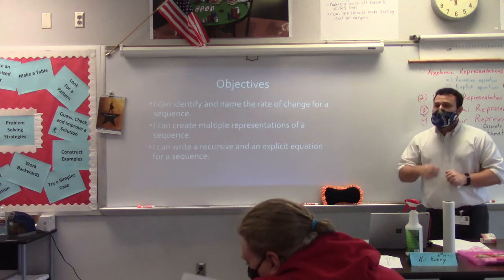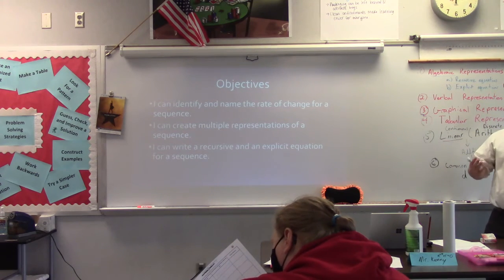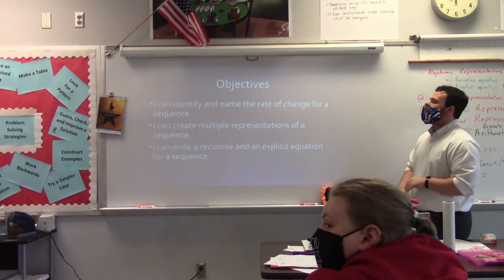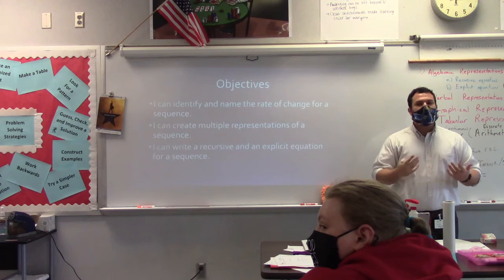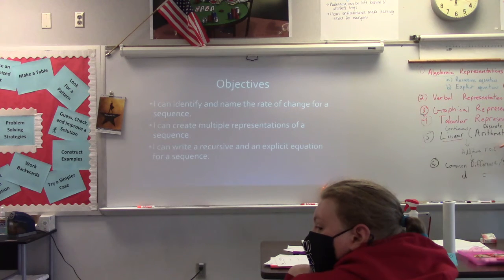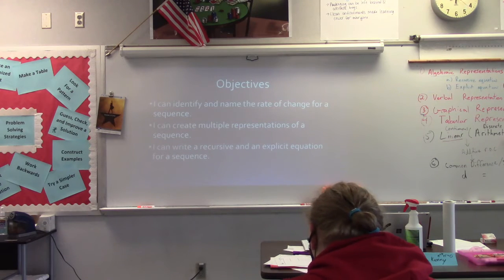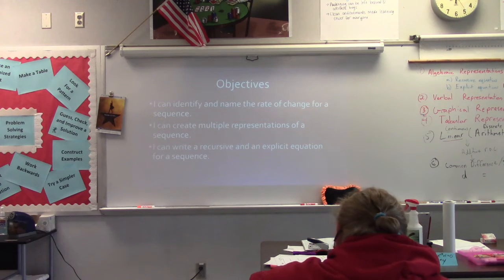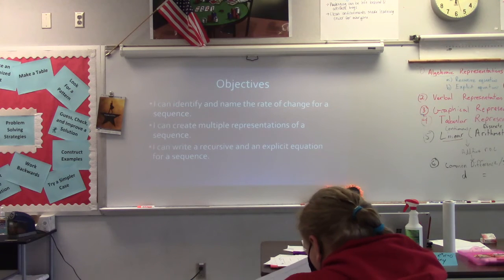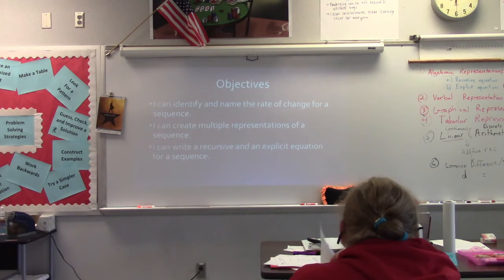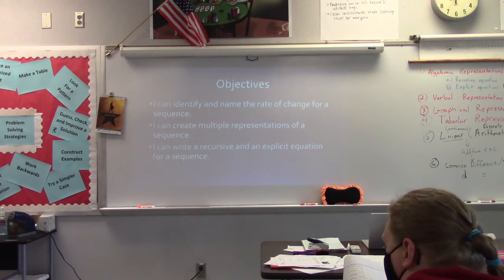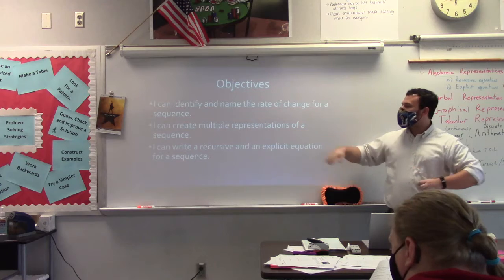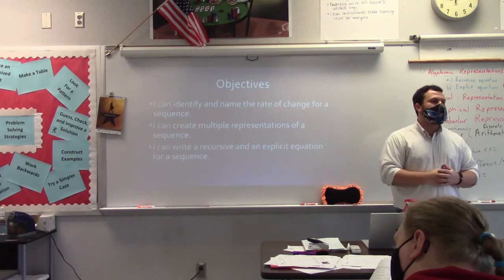Okay, so the objectives for this new task, so we're aware, and I'll put it up here each time, is that we want to identify and name the rate of change for a sequence. And that's important, because if you have an additive rate of change, what type of sequence do you have? Arithmetic. But if it's a multiplicative rate of change, you have a geometric. The rates of change define the two different types of sequences. Alright? We also need to practice creating multiple representations of a sequence. What are the multiple representations that you can create?